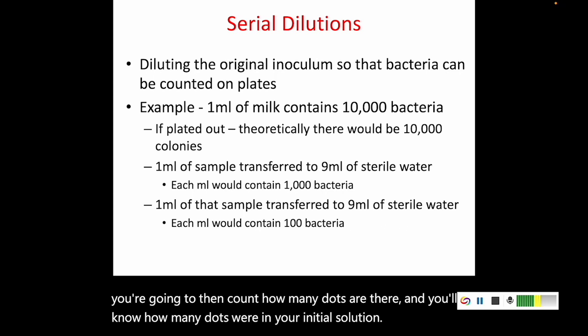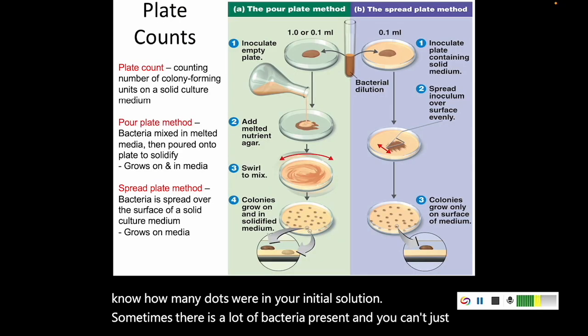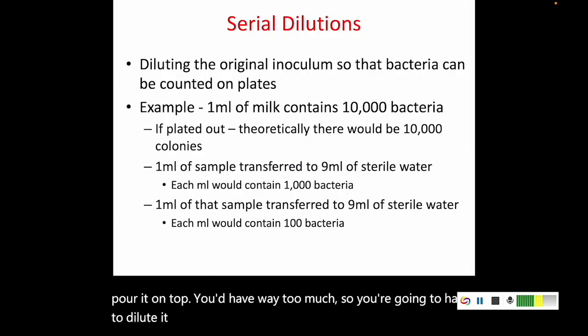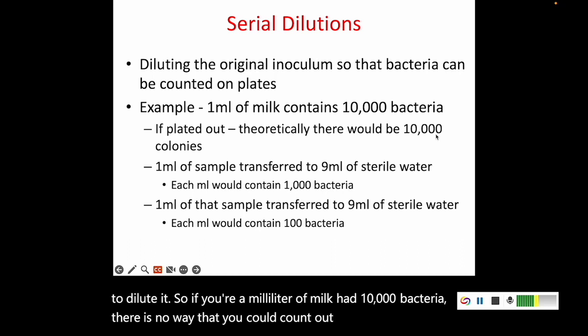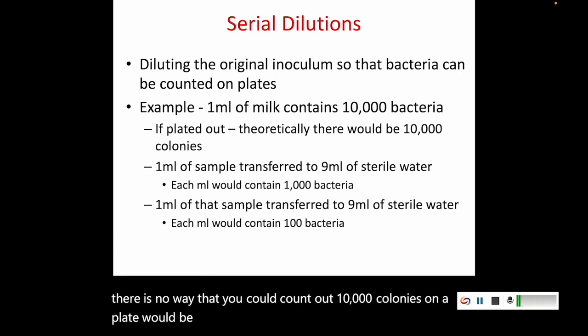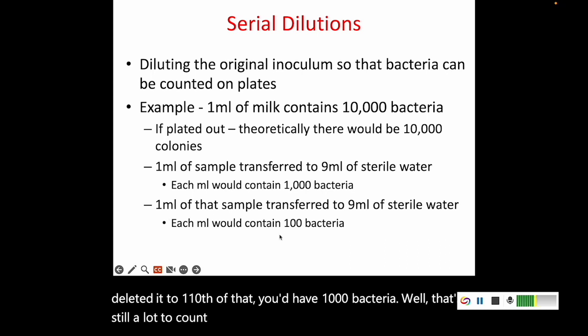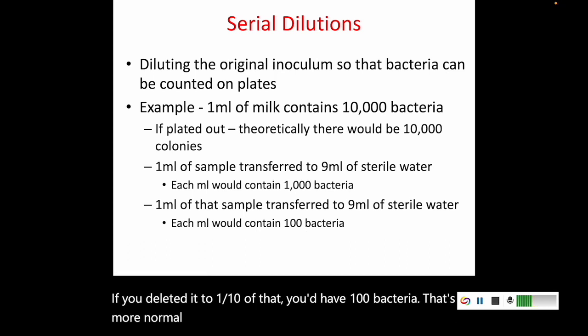Sometimes there is a lot of bacteria present, and you can't just pour it on top. You'd have way too much. So you're going to have to dilute it. So if your milliliter of milk had 10,000 bacteria, there is no way that you could count out 10,000 colonies on a plate. It would be one big old smear. So you could dilute it. If you diluted it to 1/10 of that, you'd have 1,000 bacteria. Well, that's still a lot to count. If you diluted it to 1/10 of that, you'd have 100 bacteria. That's a more normal place to count.